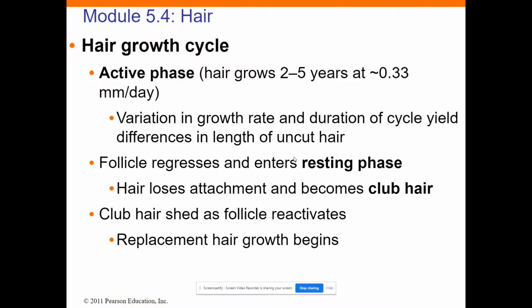A lot of times these hairs come out when you're brushing them or washing them or putting on clothes. Any friction on your head could pull it out. You could lose up to 100 hairs per day just during this resting phase. And when it loses the attachment and it's waiting to get pulled out, it's what we call a club hair. As soon as that club hair is pulled or extracted from your follicle, the new growth is going to be reactivated, and the cells at the bottom of the follicle will start the mitosis process again and will start growing a new hair.